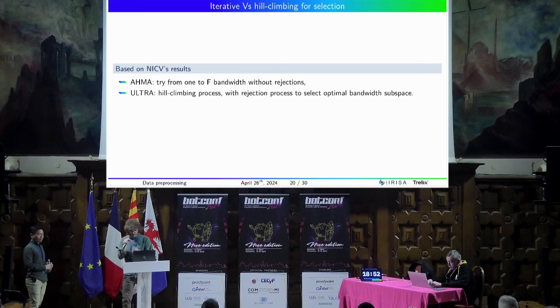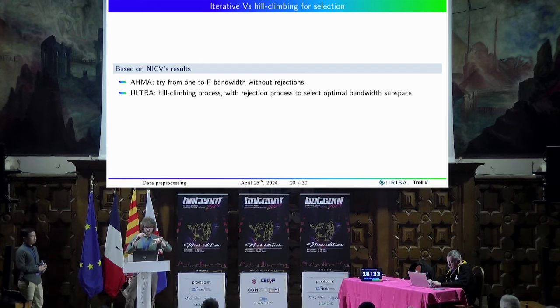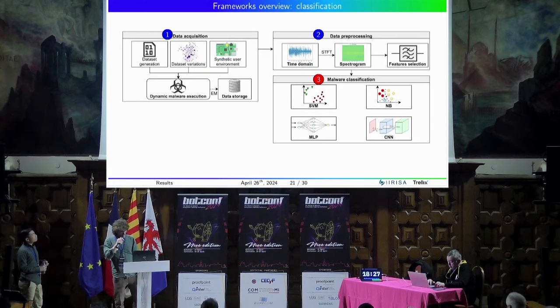And before going to the classification results, obviously the results that I will present are on testing. So we take our whole data set, we take a part for the learning, and we take another part for the testing. Obviously there is no overlap between both. And so now let's go to the classification.